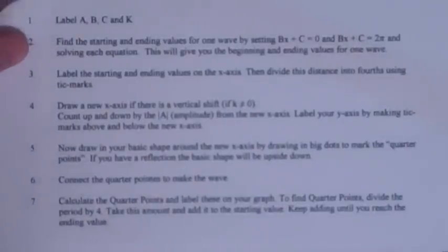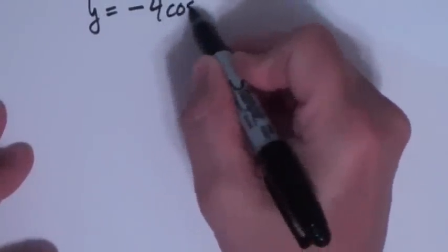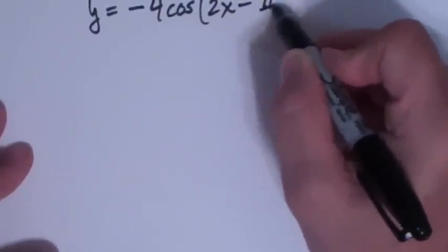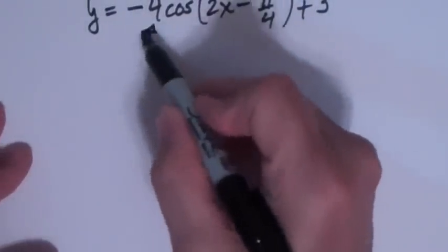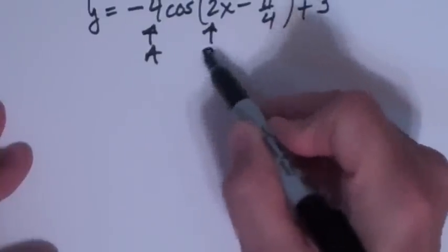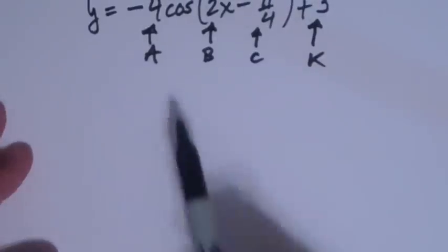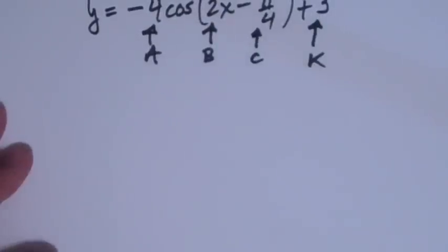Okay, so let's take a look at our first example. Our first example will be y equals negative 4 cosine of 2x minus pi over 4, plus 3. Okay, now in labeling, here's A, here's B, here's C, and here's K. So again, this is going to affect your amplitude, this is going to affect your period, this is going to affect your phase shift, and this is going to affect your vertical shift.